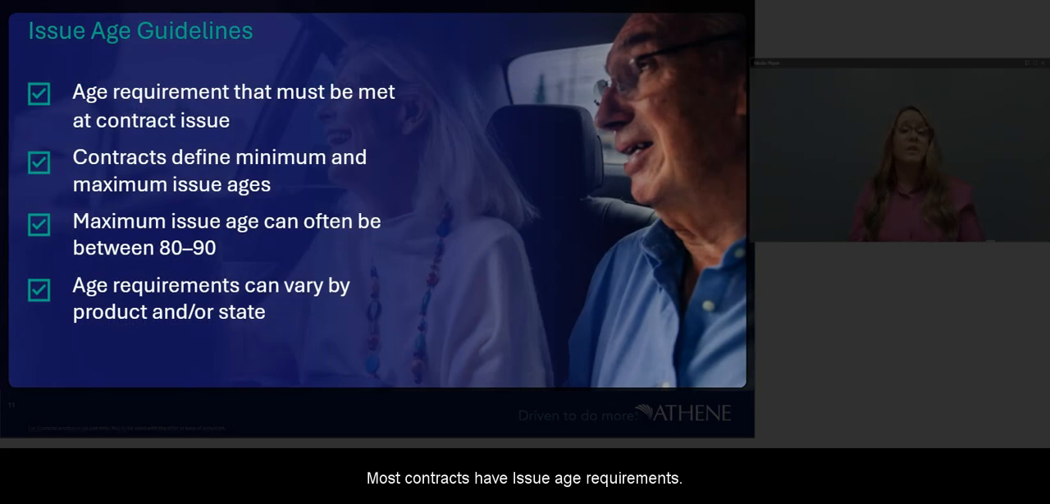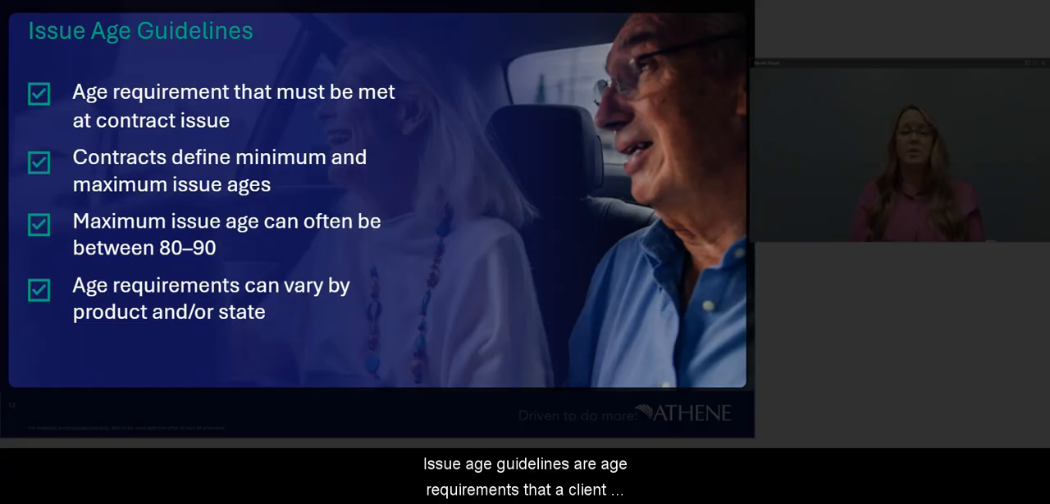Most contracts have issue age requirements. Issue age guidelines are age requirements that a client must meet at the time the contract is issued. These can vary by product as well as by state. Each product, regardless of carrier, can have a rate card or guide that should be included with this information.